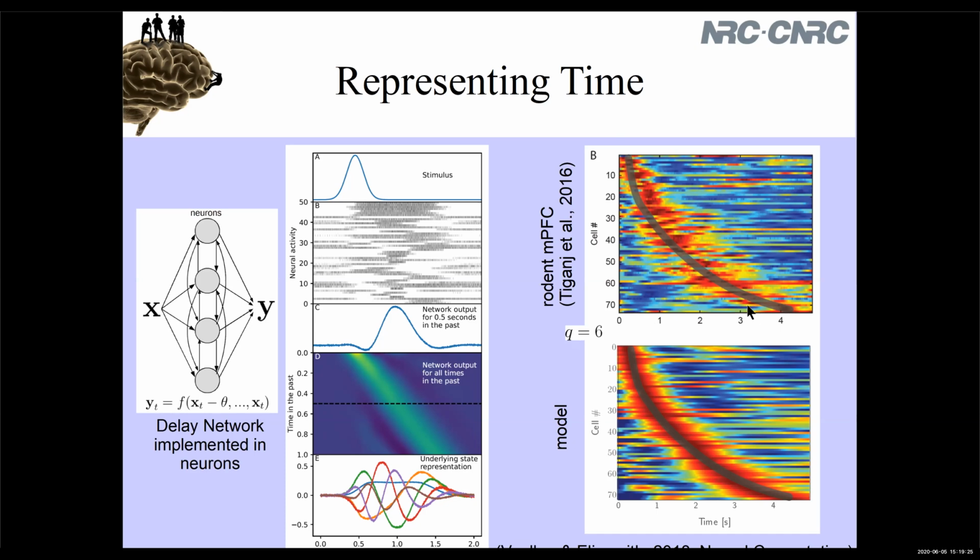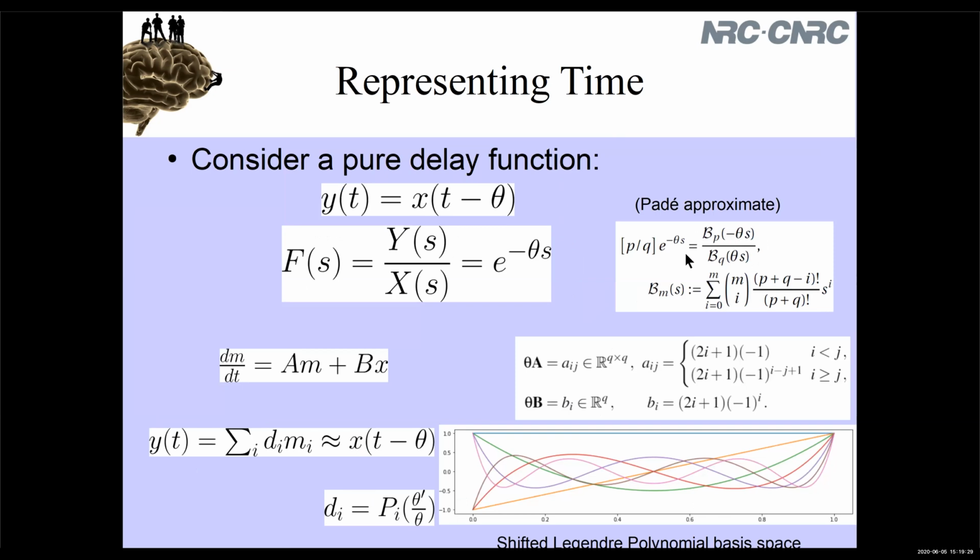So this is the curve for Q equals 6. As a reminder, Q is how many terms I use when I do the approximation of this function. And it's also the dimensionality of this m state variable.